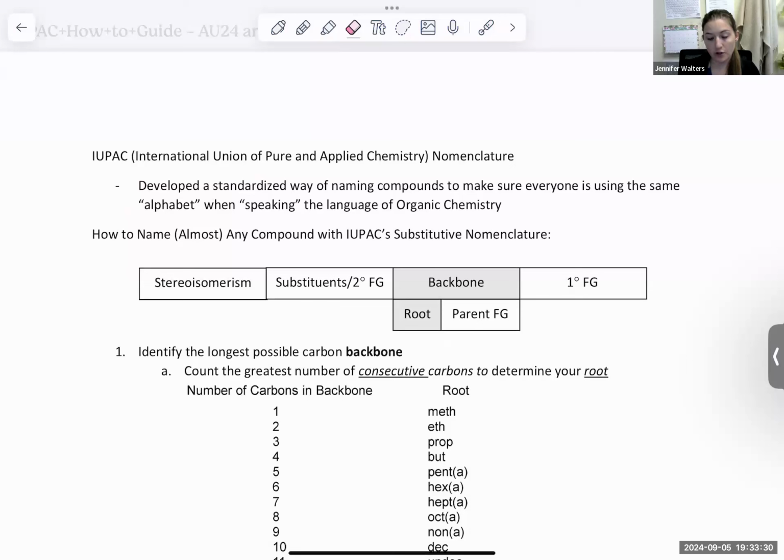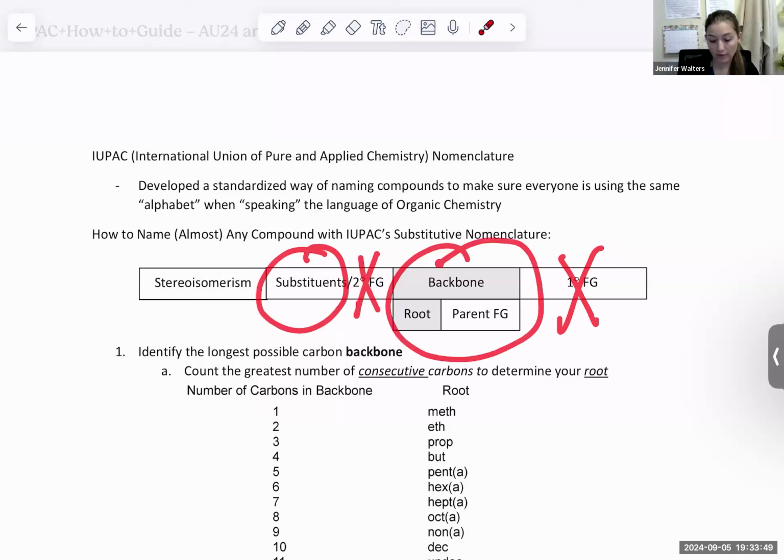You want to know all of them now, but I will tell you for the quiz, it's only going to involve simpler molecules for quiz 2. So the quiz this weekend is only going to involve hydrocarbons, meaning that there are not going to be any primary functional groups, and there aren't going to be any secondary functional groups. You can get substituents though, and you will have the backbone. There will not be stereochemistry. So for quiz 2, it's just going to be naming hydrocarbons. That's it.